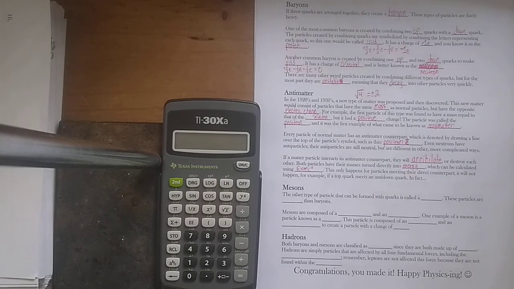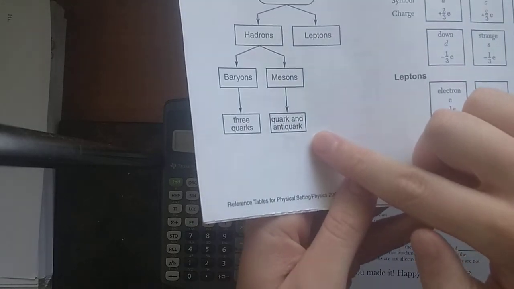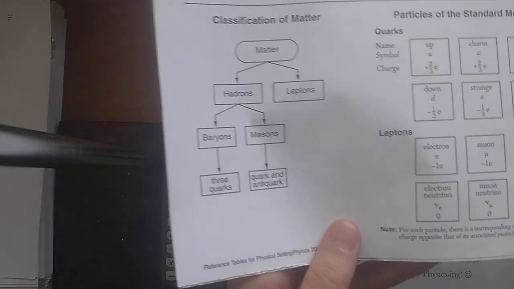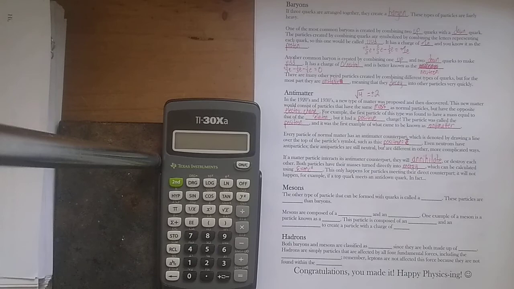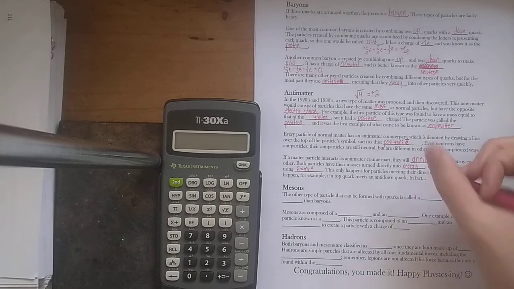The only thing is this only happens if particles meet their direct counterpart. So for instance, an electron and a positron, a proton and an antiproton, a down quark and an anti-down quark. It does not happen, for example, if a top quark meets an anti-down quark. It's not just any two pieces of matter and antimatter come together. It has to be the exact antiparticle. And as a matter of fact, we actually have particles called mesons, which are made up of quarks and antiquarks. Obviously not the same antiquark, but quarks and antiquarks nonetheless.